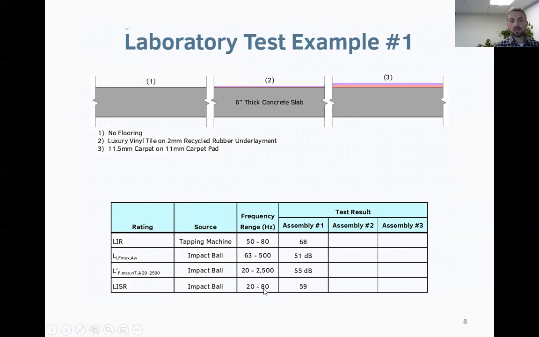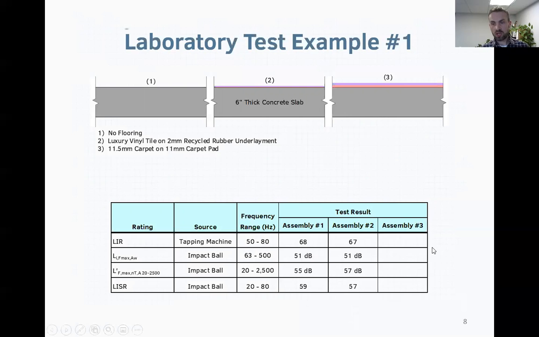Okay? So our 6-inch concrete slab, get some numbers. What the numbers are, I'm not as worried about so much as just looking at how things change with the different flooring. So let's look at what happens when we put that LVT and thin rubber underlayment on there. Not much, which is what we would expect. We haven't drastically changed the assembly by putting a little bit of flooring and underlayment on there in a way that would affect low frequency impact noise, okay?